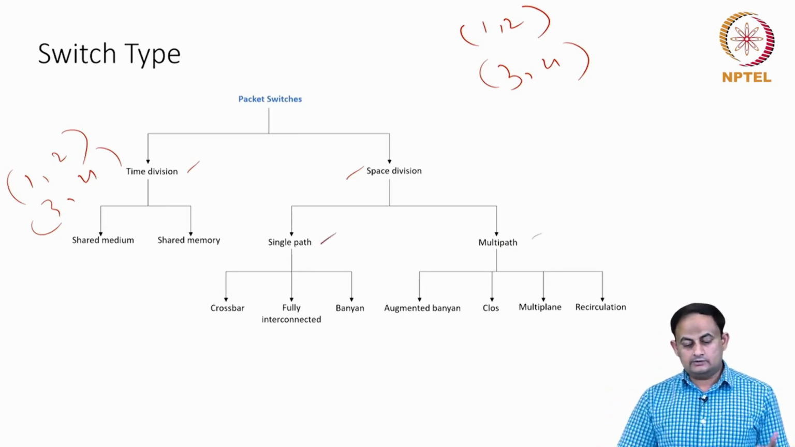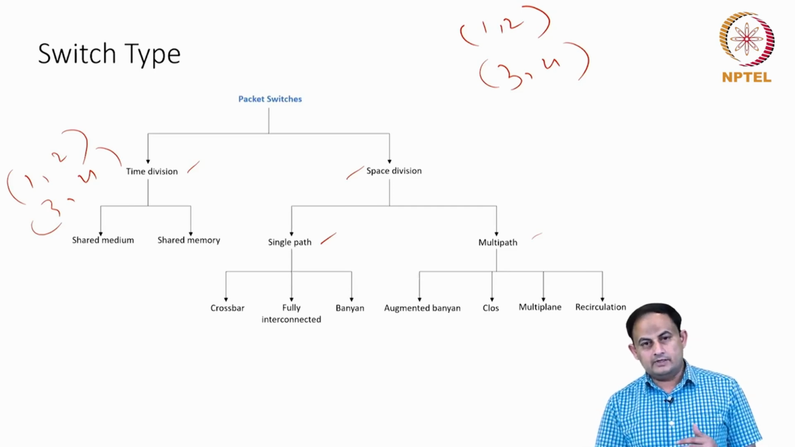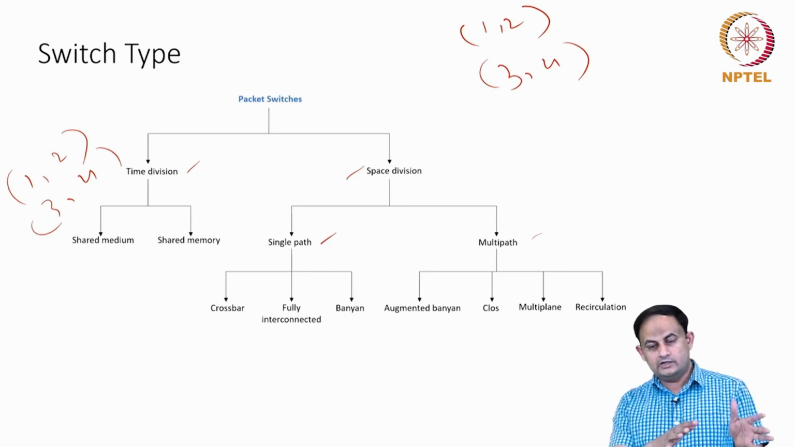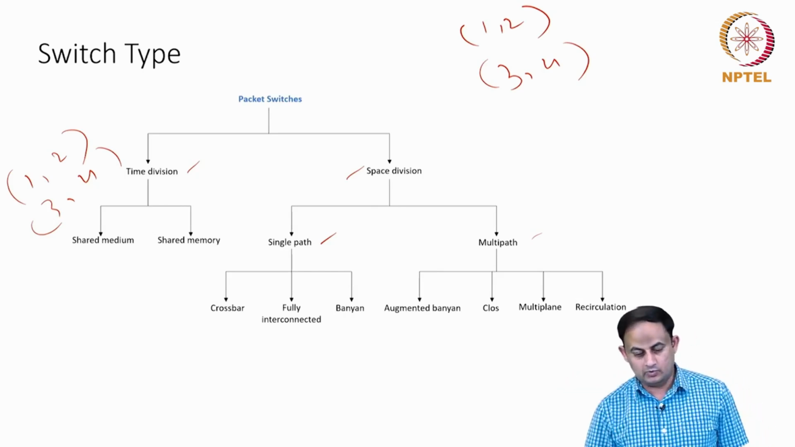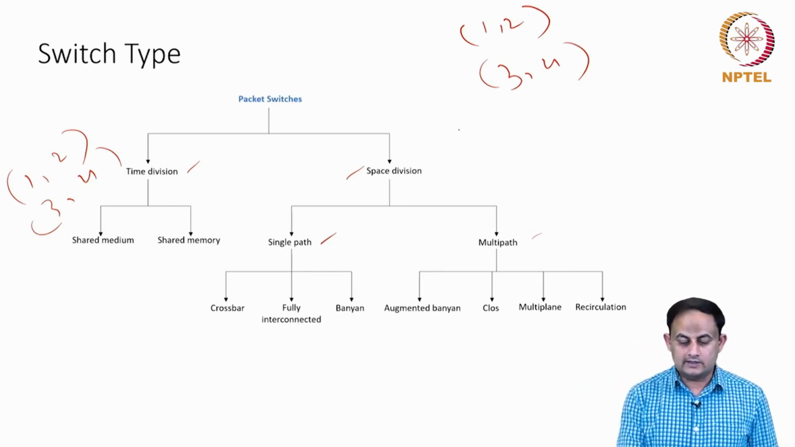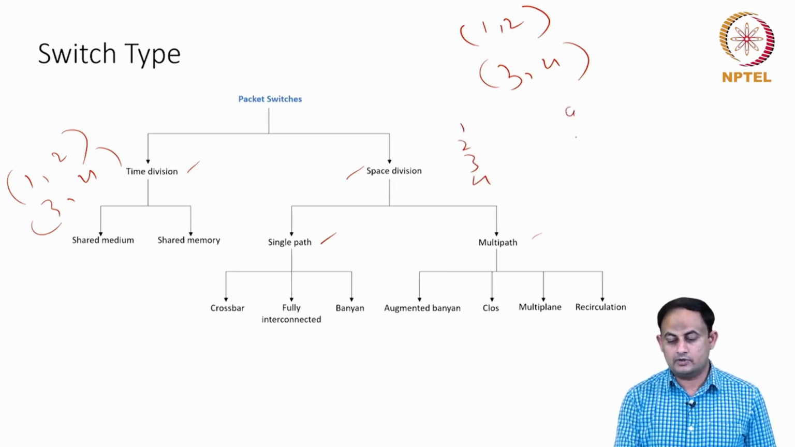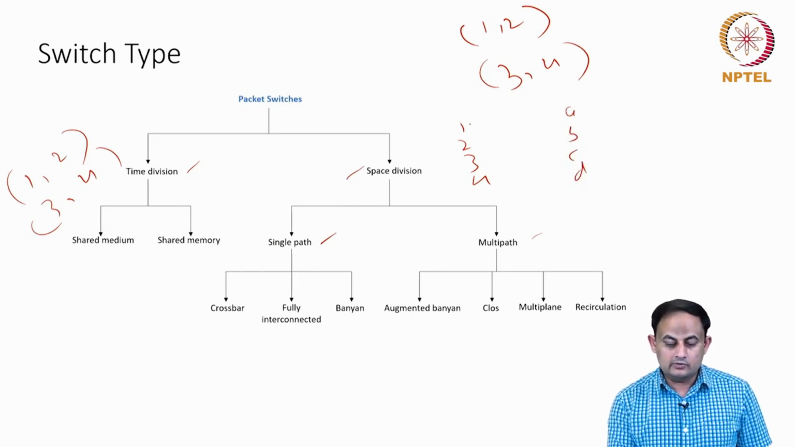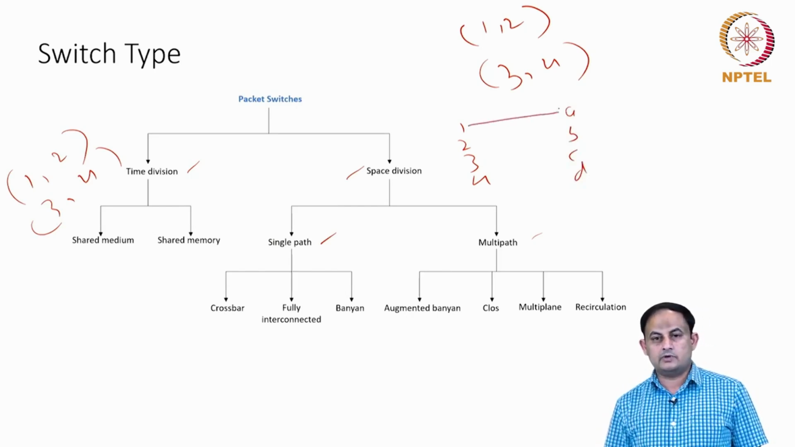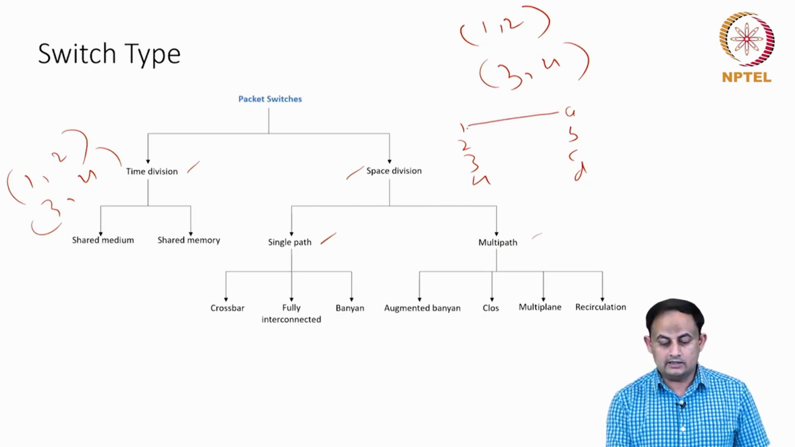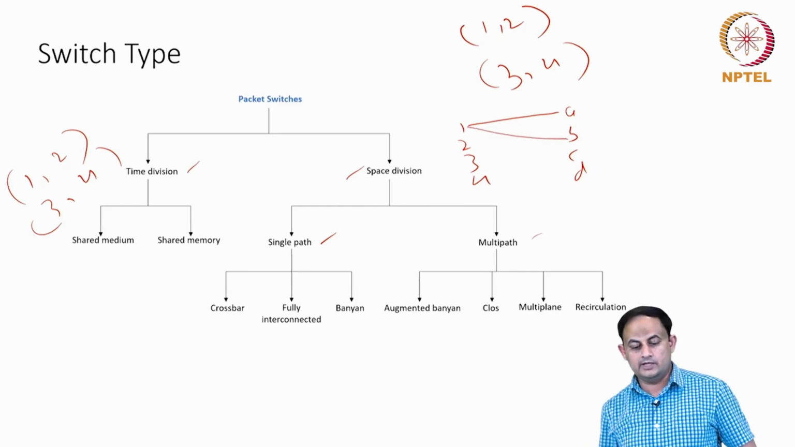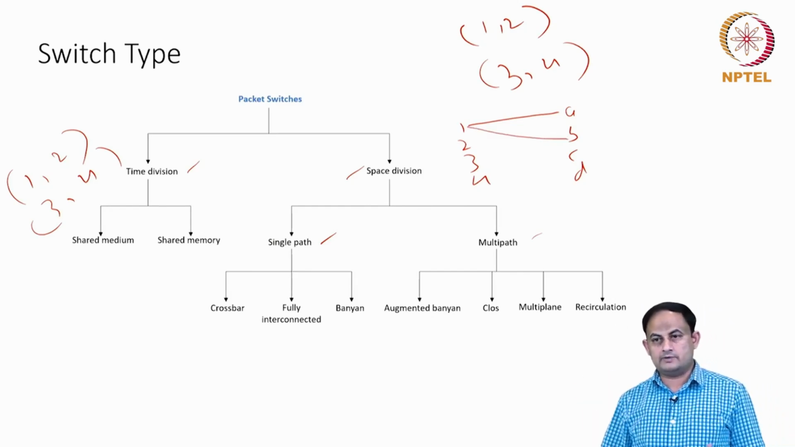A single path switch fabric has a unique path, a single path from one input port to one output port. What I mean by that is, let's say I have input ports numbered 1, 2, 3, 4 and output ports A, B, C, D, four of them. There is only one unique path to go from 1 to A, and exactly one path to go from 1 to B. The same thing applies for the others as well.